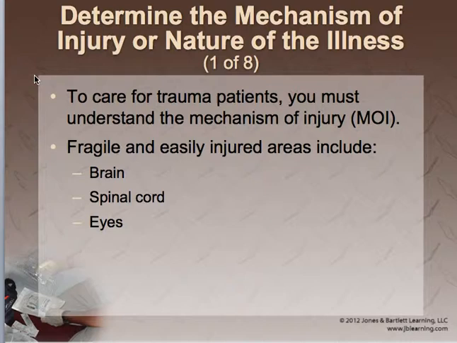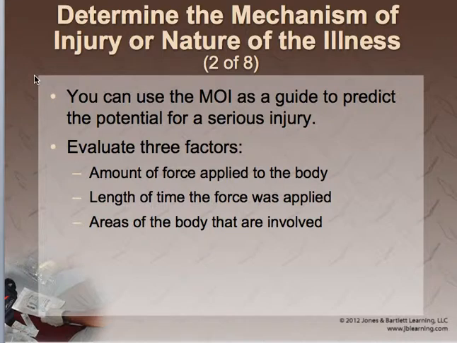The mechanism of injury, typically trauma, nature of illness, is going to be medical, but sometimes you could have both. So just remember, for your trauma patients, we're going to use the MOI. And whenever we're looking at mechanism of injury, we're wanting to look at what mechanism was involved and where was it applied. Because if it's applied to the head, well, then we've got the brain and spinal cord there. And those are some fragile areas that could sustain a lot more injury than if it was your foot or something. So you can use the mechanism of injury as a guide to predict potential for serious injury.